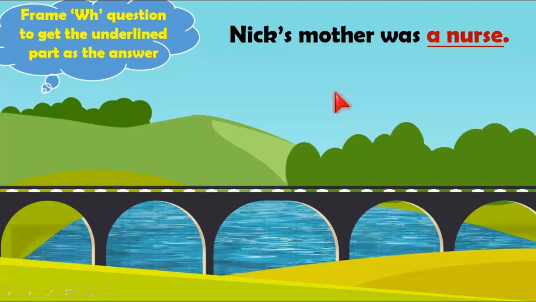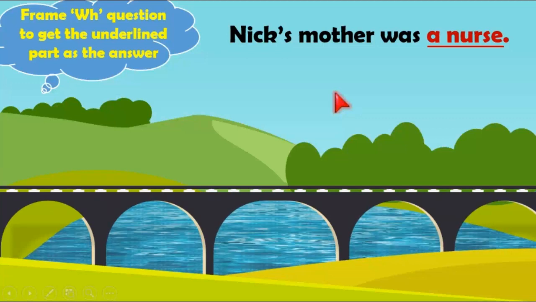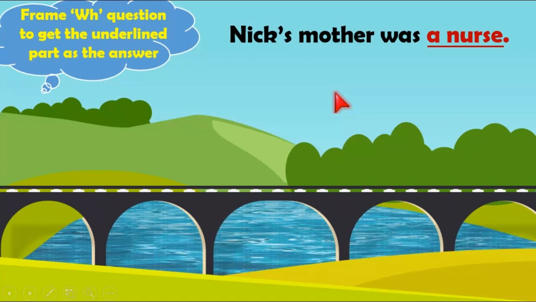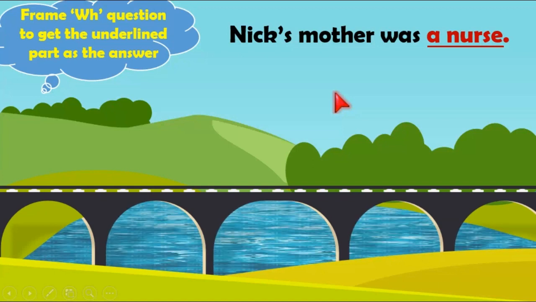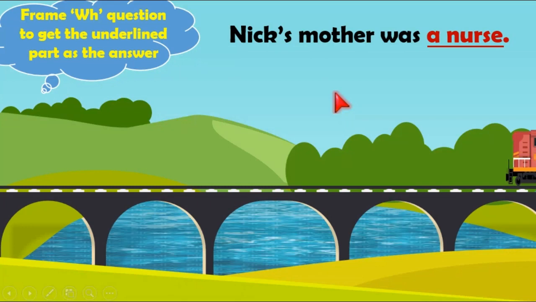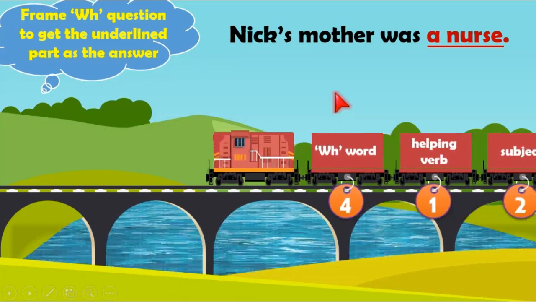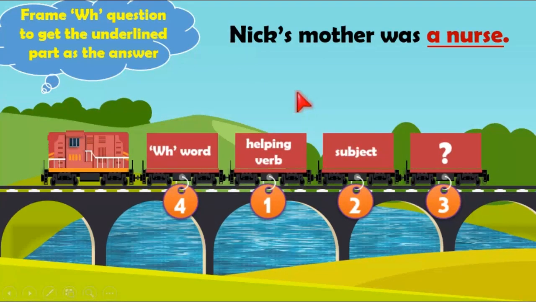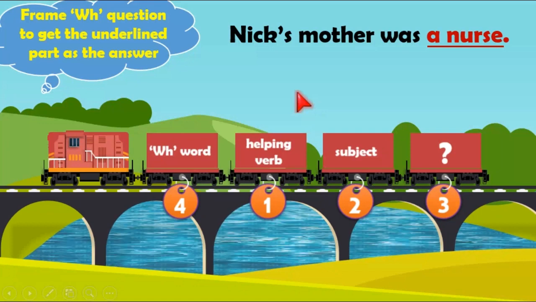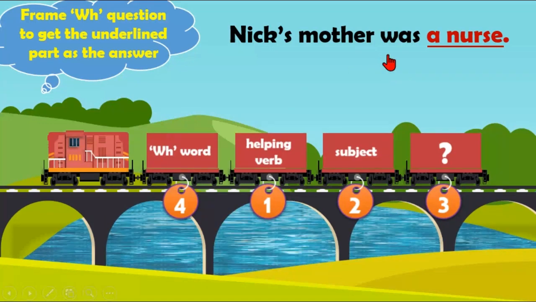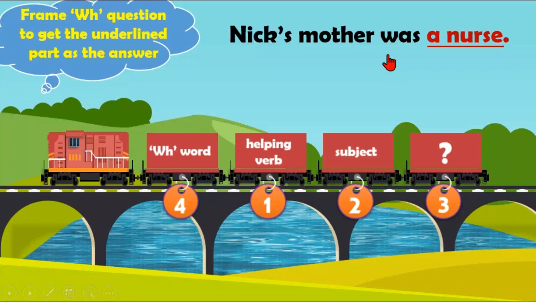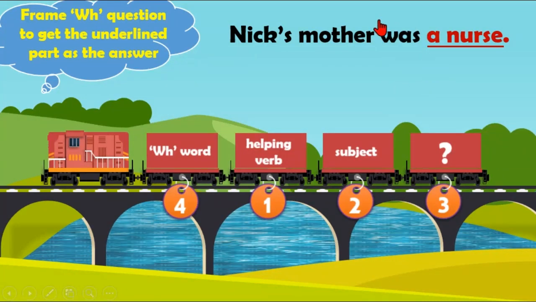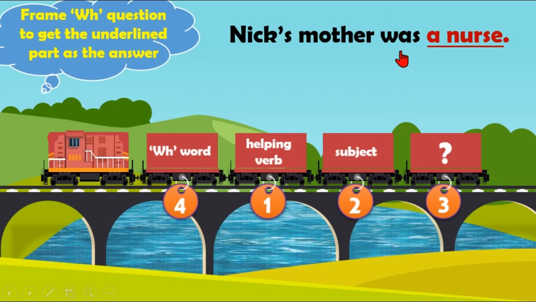Another example. Nick's mother was a nurse. We need to get the answer, a nurse. How can we frame WH questions? What is the first step? Frame yes or no questions. So you carefully observe the sentence and find out the auxiliary verb. What is the auxiliary verb given here? Was. Then write it first.